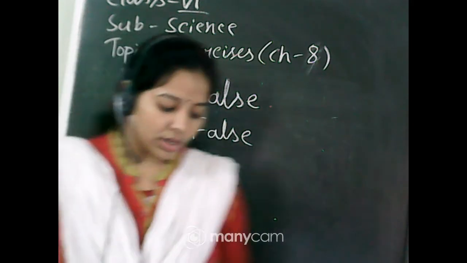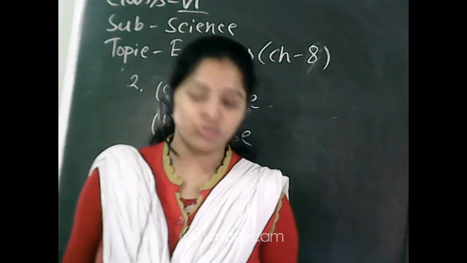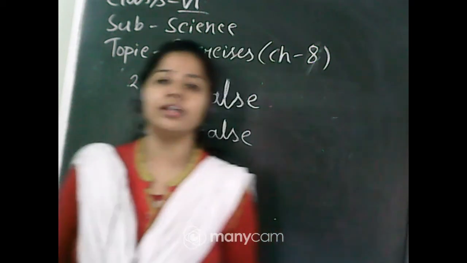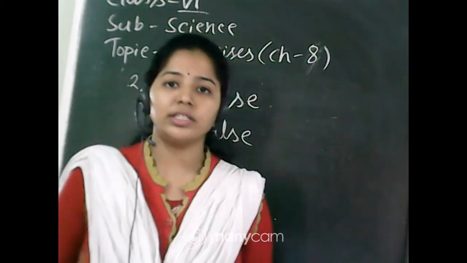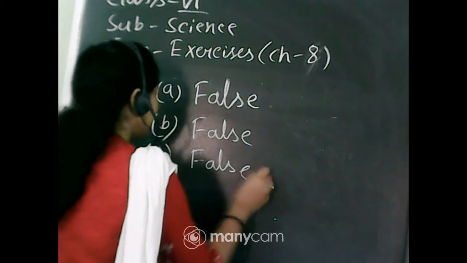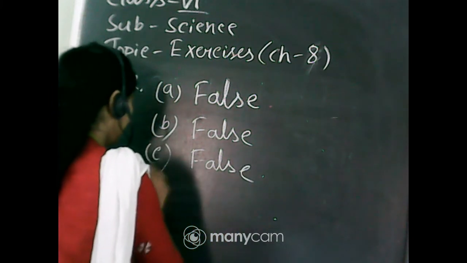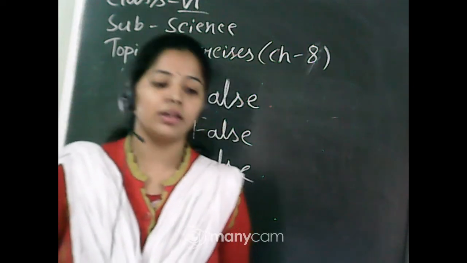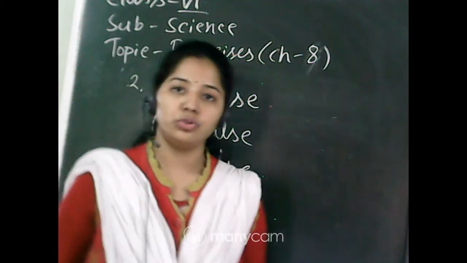Next: the finger bones do not have joints. No, if there is an absence of joints, then how can the finger bones be joined together? So this will also be false. They must have joints. Now the D question: the forearm has two bones. The forearm has two bones.